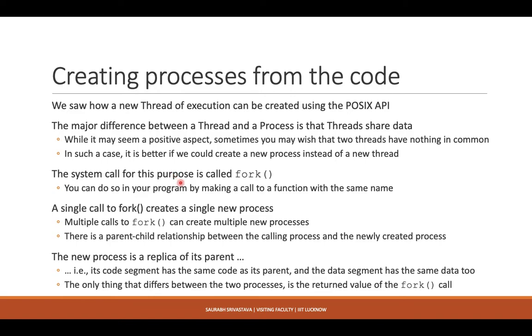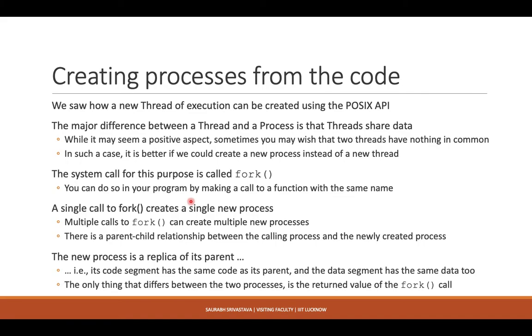Okay, the actual idea is exactly the same. The conceptual aspect of this whole scenario is still the same. You are going to create a new thread of execution. It's just that this new thread of execution is also a new process. Okay, it's not an actual thread, it's a new process. And this can be done using a call to the fork system call.